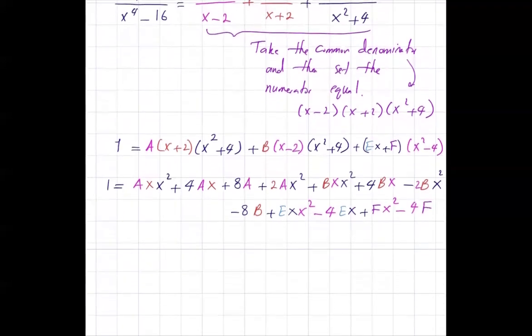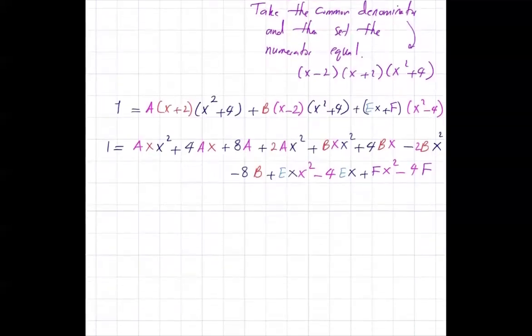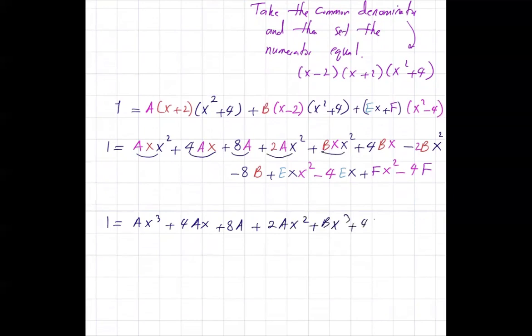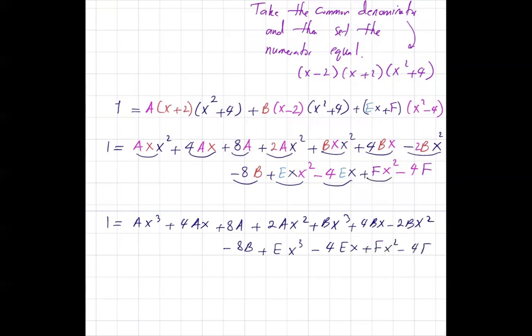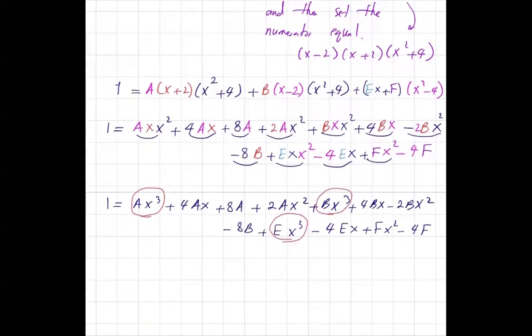Perfect. So as you can see, on the left-hand side, you only have a constant. You don't have any x or x squared. What's the meaning of that? It means that you get combinations that are equal to 0. If we rewrite this in nicer form, 1 is equal to ax cubed plus 4ax plus 8a plus 2ax squared plus bx cubed plus 4bx minus 2bx squared minus 8b plus ex cubed minus 4ex plus fx squared minus 4f. So pay attention here. You have some ax cubed, bx cubed, and ex cubed, but on the left-hand side, you don't have any x cubed. What's the meaning of that?